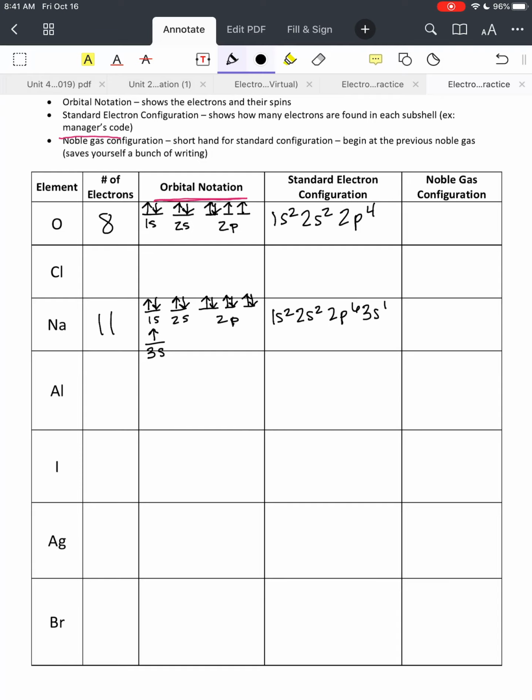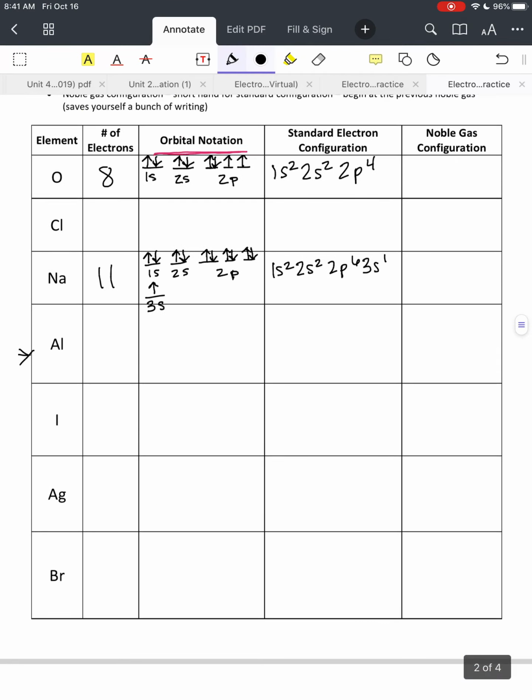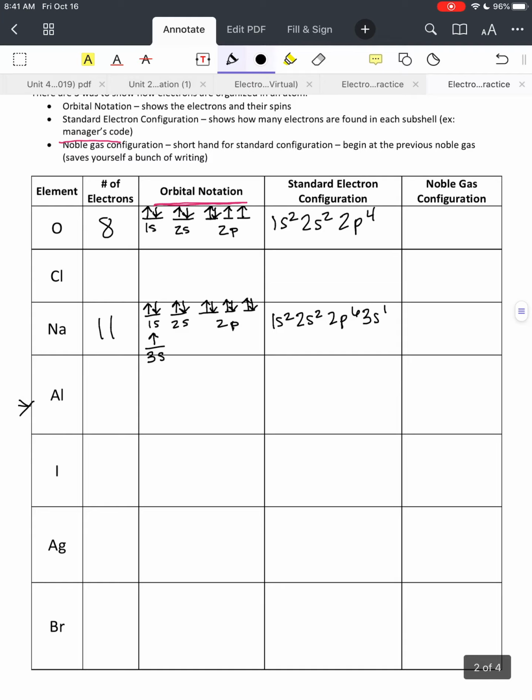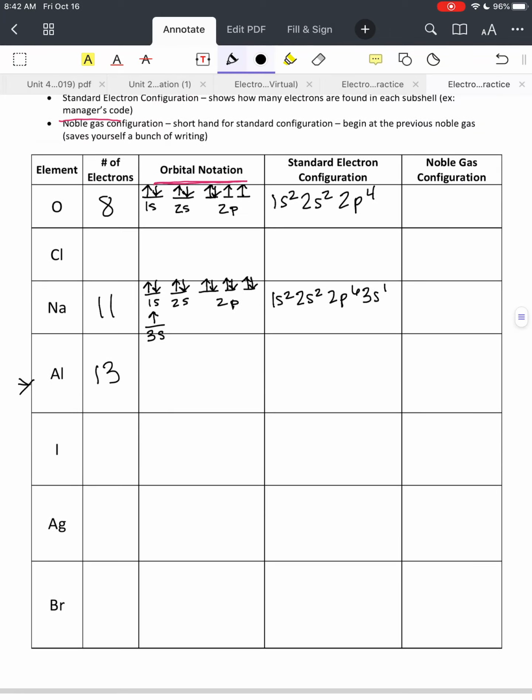Let's look at aluminum, which is just a little bit further past sodium. And I'm going to show you a way that we can do this without drawing those arrows every single time. You might have one or two questions about the arrows and how to lay those out, how to draw those on the test, but most of it will be just writing out the configuration. So let's look at aluminum. Aluminum has 13 electrons, atomic number 13. I'm going to skip over drawing this orbital notation for now, and I'm just going to look at the standard.